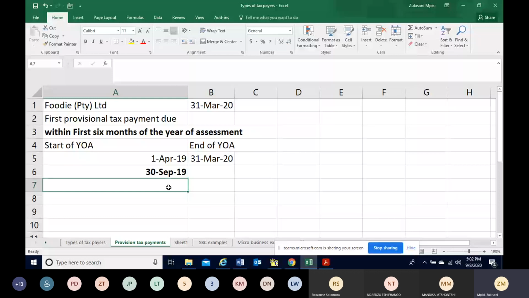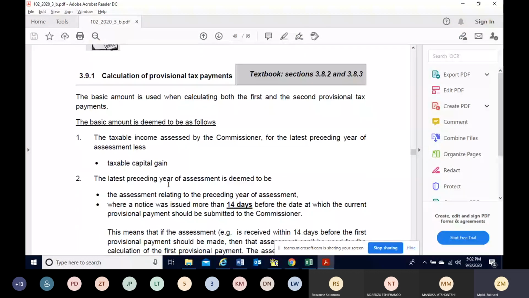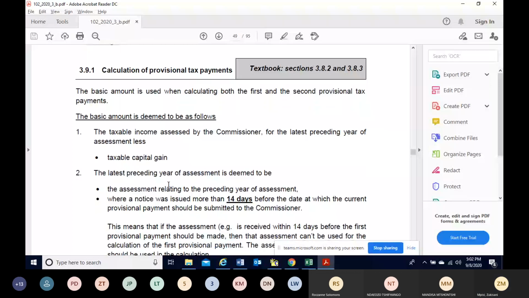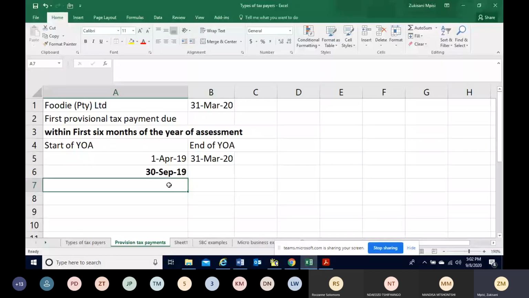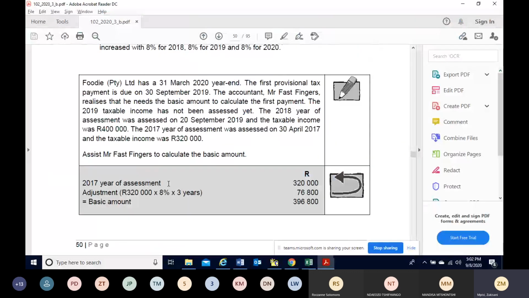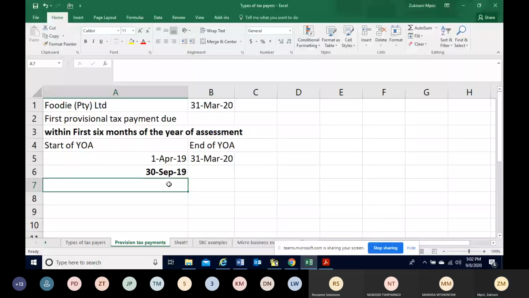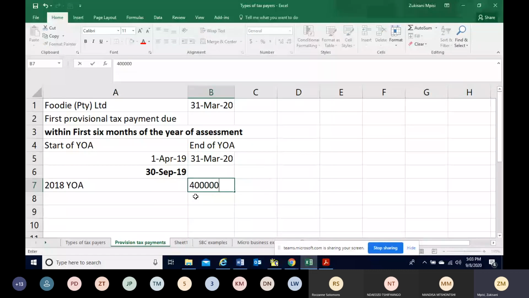So remember, by definition, basic amount, on the page, you are told that the basic amount is deemed to be the taxable income assessed by the commissioner for the latest preceding year of assessment, which means from the previous year of assessment less taxable capital gain. So in this question, you are already told that that information is not available for 2019. Then for 2018, we are told that the 2018 year of assessment was assessed on 20 September 2019, and the taxable income was 400,000.